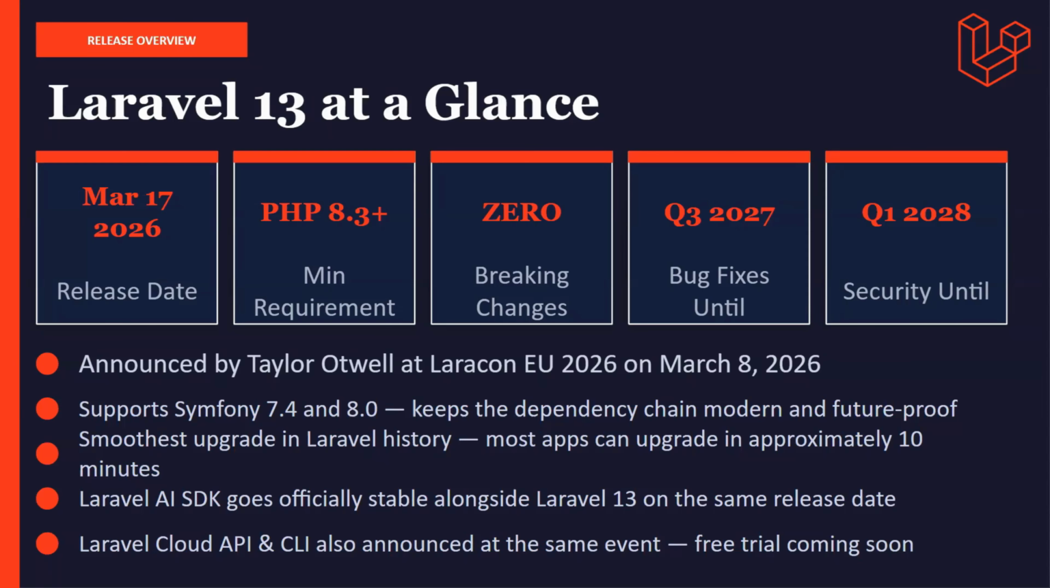So let's have an overview of the release. Laravel 13 was released on March 17, 2026. PHP 8.3 is the minimum requirement. There are no breaking changes. Bug fixes support is available until Q3 2027, as well as security fixes support up to Q1 2028. Maybe around 2 years.